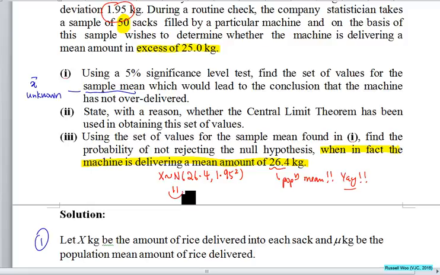Then after that, we go back to what they want us to find. Find the probability of not rejecting the null hypothesis. Wait. You think. What do they want? Not rejecting the null hypothesis. Not rejecting the null hypothesis. Very confusing.